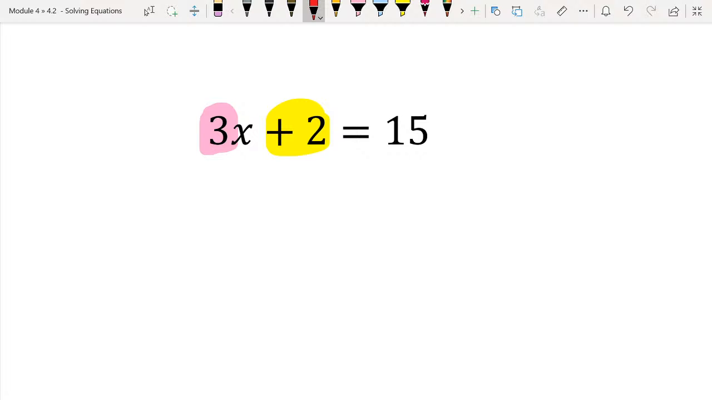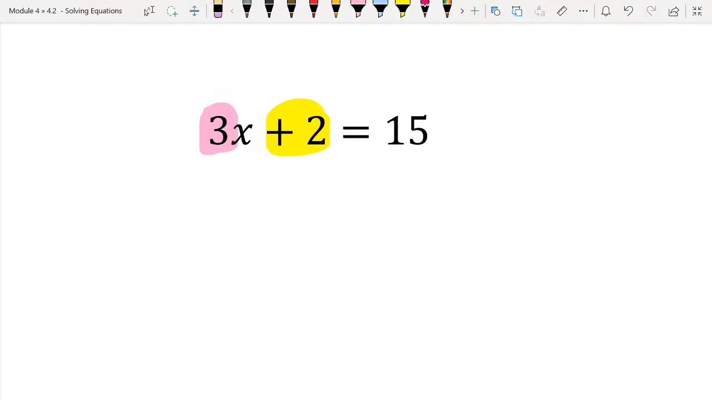I'm not really going to explain why that is. We could talk about how it's order of operations backwards because you're solving, but really, this is saying I multiplied my number by 3, then I added 2. That's what this says right here.